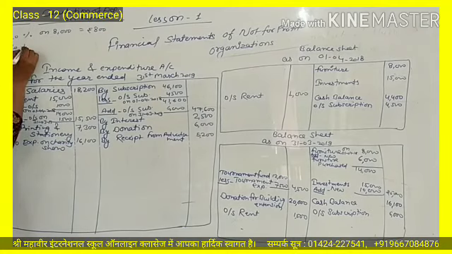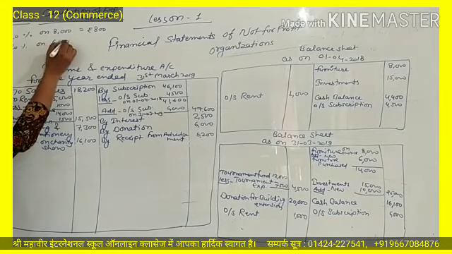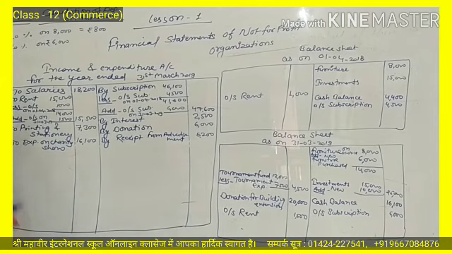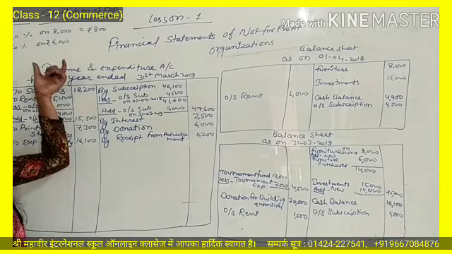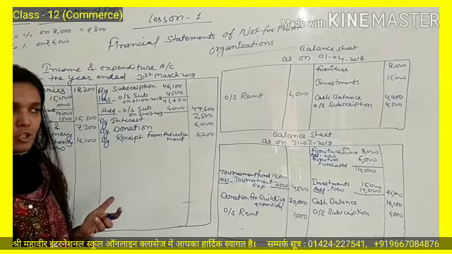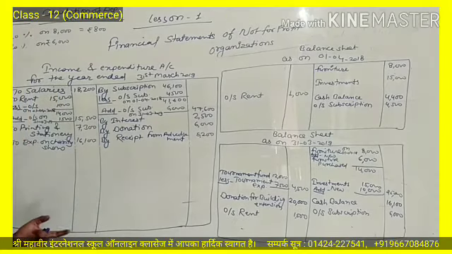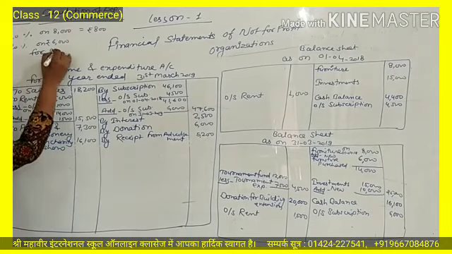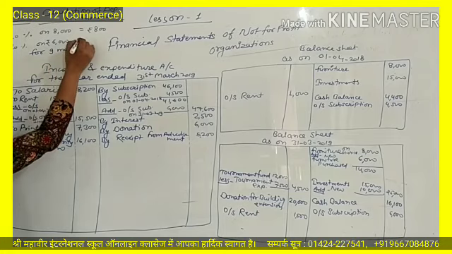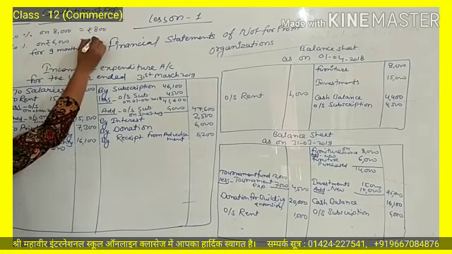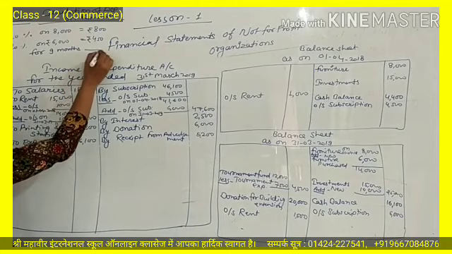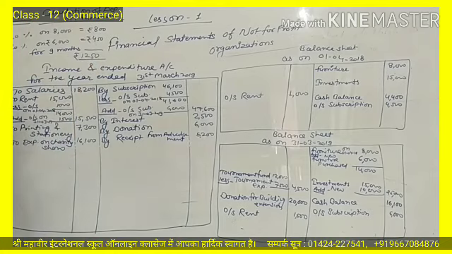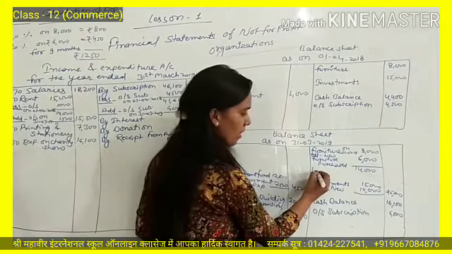Then 10% on 6,000 rupees that you purchased new, but this was purchased on 1st July. So you have to count the months that you used this new furniture, July to March. July, August, September, October, November, December, January, February, March. It means you used this furniture only for 9 months. So on the basis of this calculation, it will be 450 rupees. So the total depreciation on furniture is 1250 rupees.